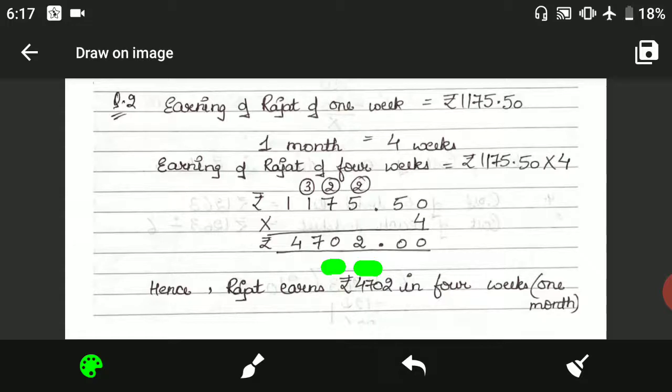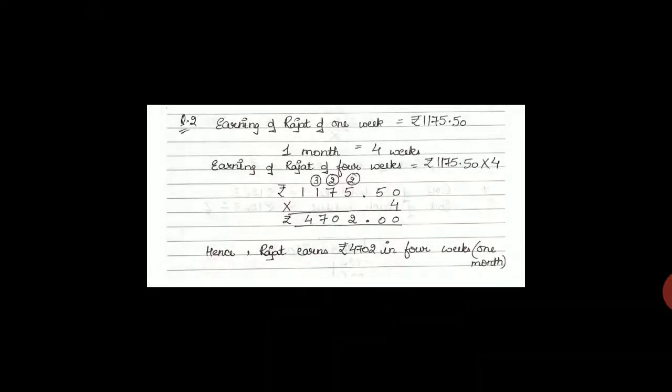Now we put a rupees sign. After that we see after the decimal how many numbers? 2. So we will count from the back side 2 numbers, then we put a dot. 1, 2, then I put the dot here. Clear? So the hence line will be the last line. Hence Rajat earned rupees 4702 in 4 weeks. 4 weeks means in 1 month. Clear this thing? Now I will explain to you question number 3.